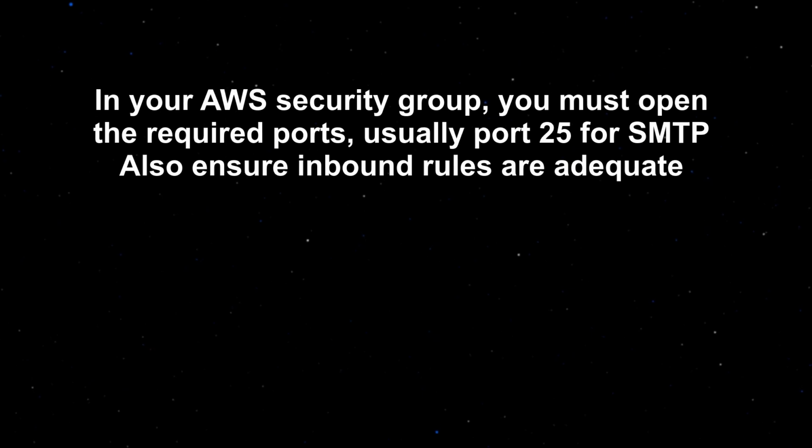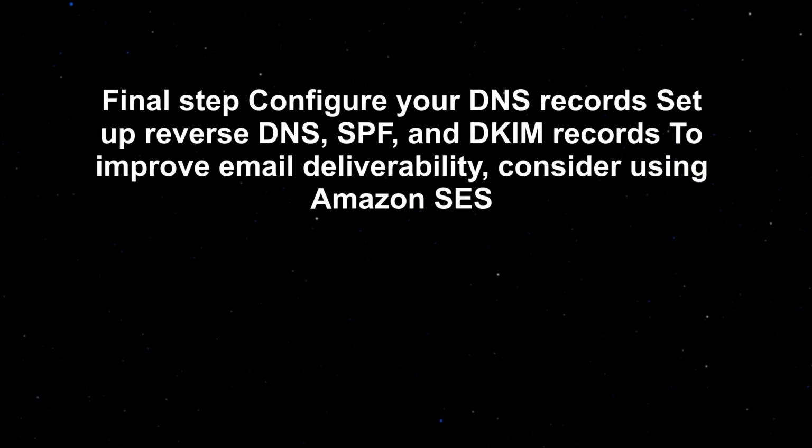In your AWS security group, you must open the required ports, usually port 25 for SMTP. Also ensure inbound rules are adequate. Final step, configure your DNS records. Set up reverse DNS, SPF, and DKIM records to improve email deliverability. Consider using Amazon SES.